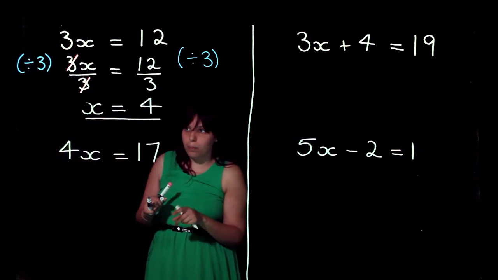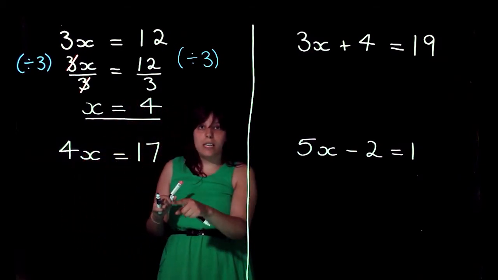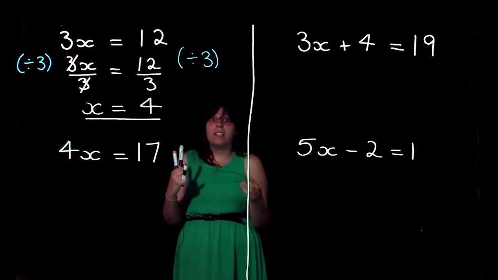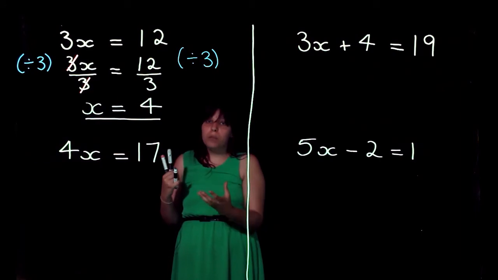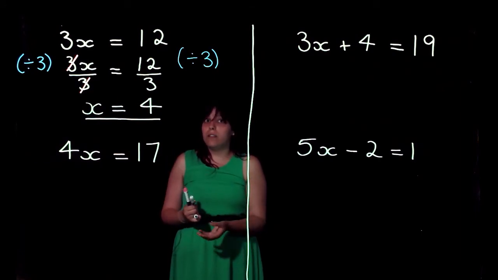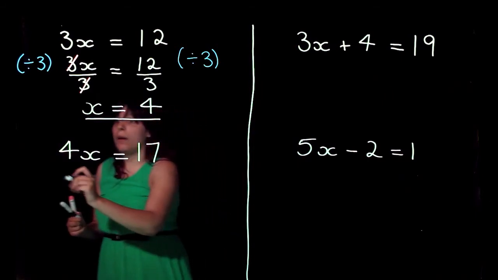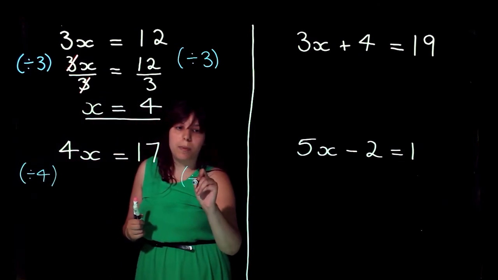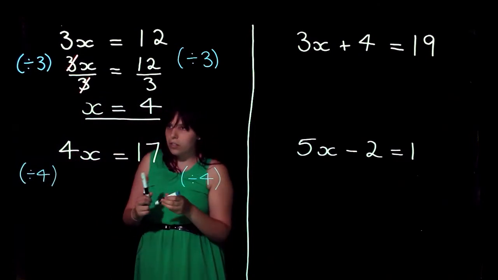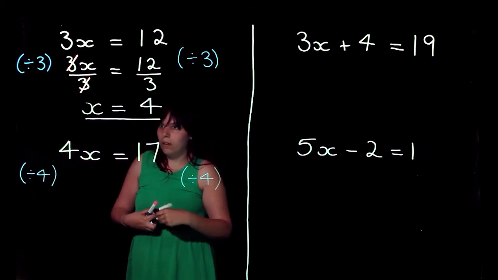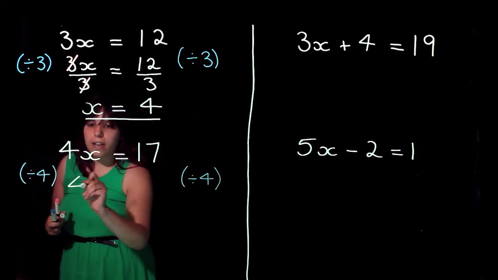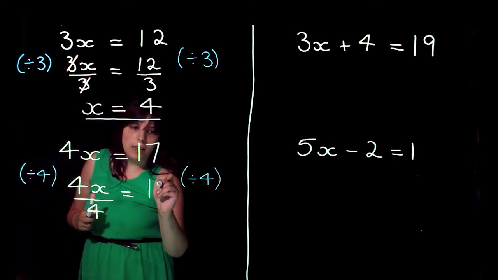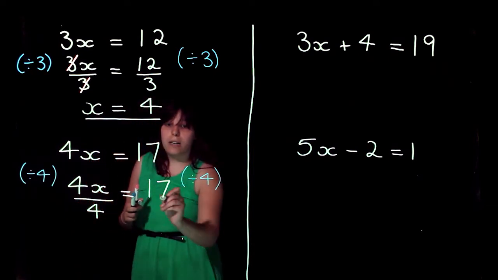If we go to our next example, we've got 4 lots of x, which equals 17. Now, how am I going to get rid of my 4 lots of x and just end up with 1 lot of x? Well, I'm multiplying x by 4, so I need to do the inverse of that. So I need to divide by 4 this time. And remember, we're doing that to both sides to keep the equation balanced. So we're going to have 4x divided by 4 equals 17 divided by 4.